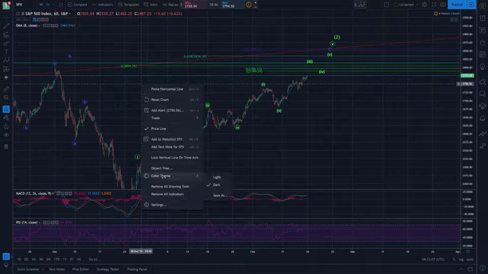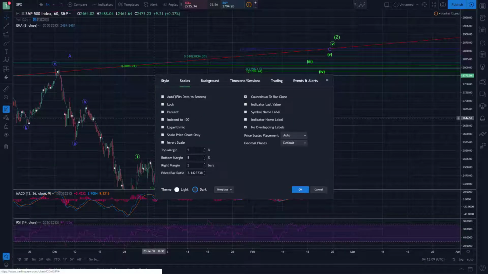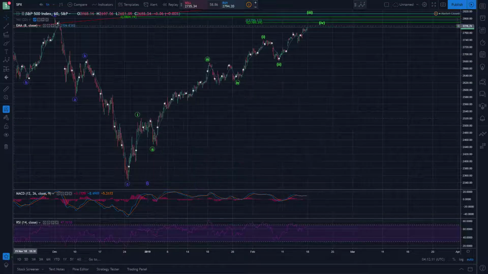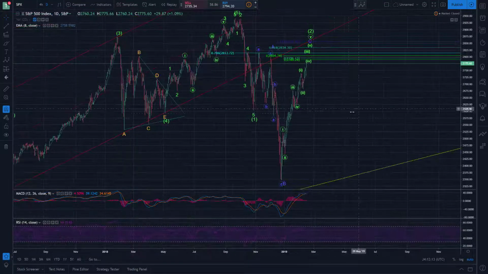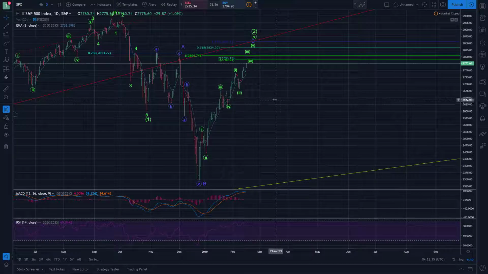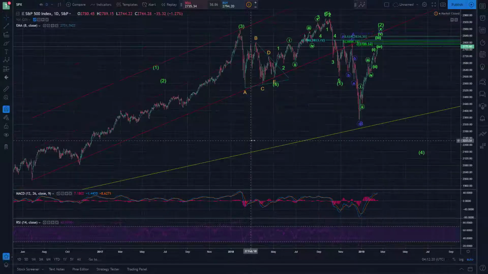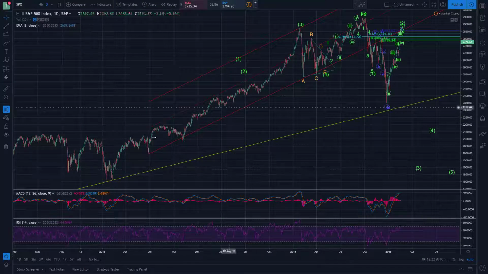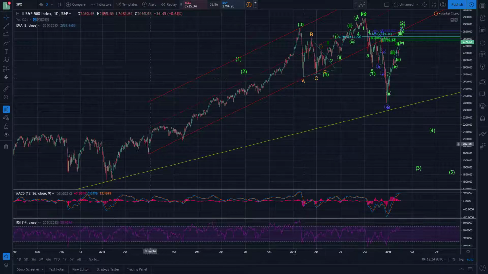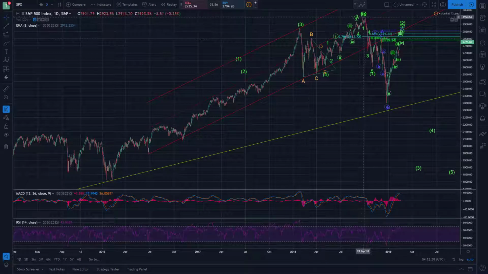Now let me just zoom out here and scale this properly. Okay, so this previous channel that we were in, going back, contained basically the price action of the 2016 to the all-time high rally there.